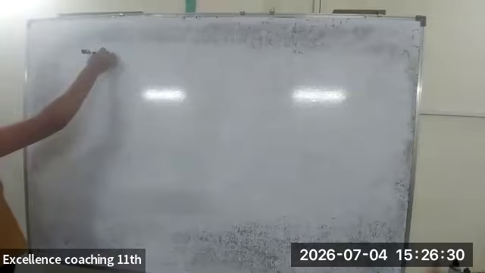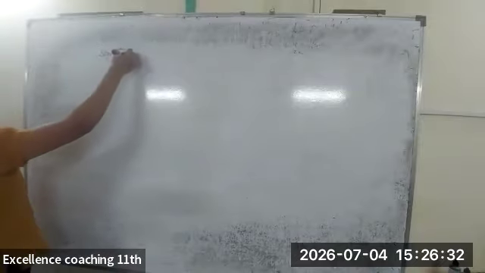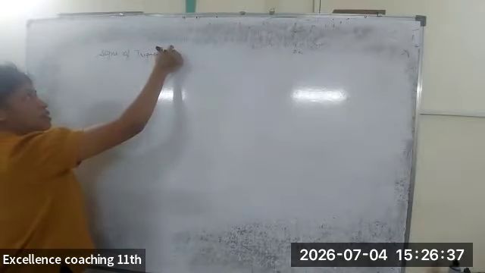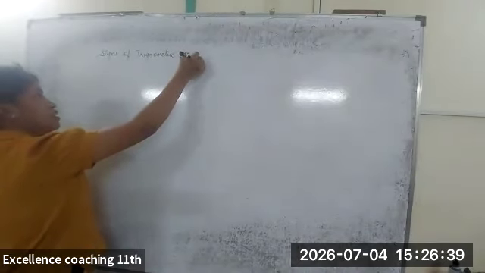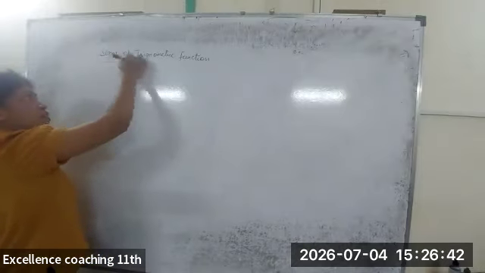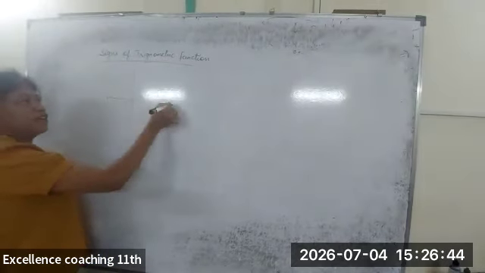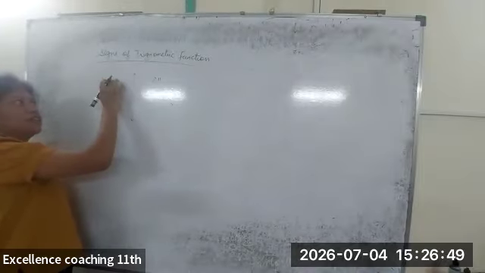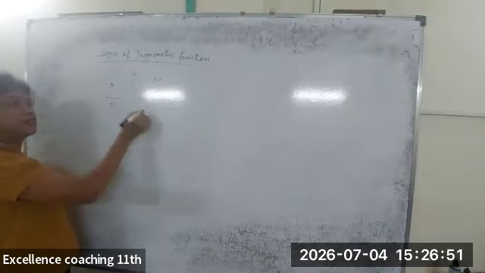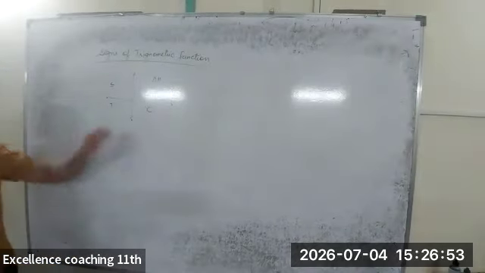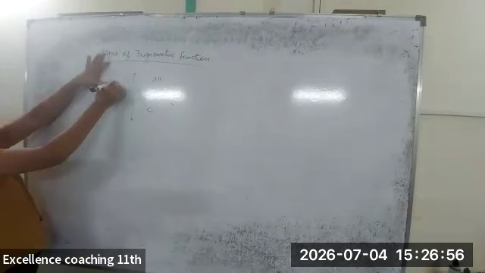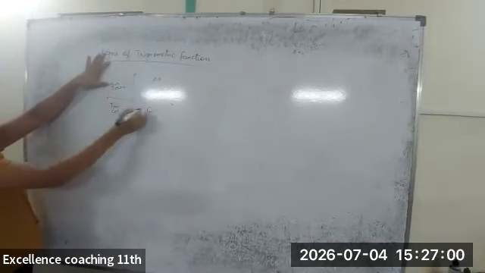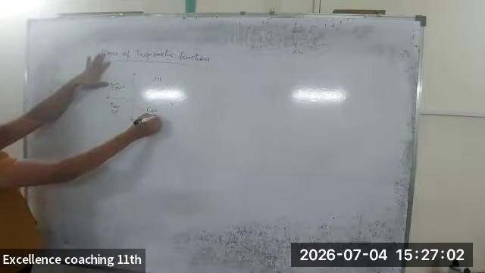In the last class, we had done signs of trigonometric functions. Remember the statement, quadrant wise. However, you are all told to remember also: all silver teacups. So here all are positive. Here who is positive? Sine and cosec. Here tan and cot, cos and sec.